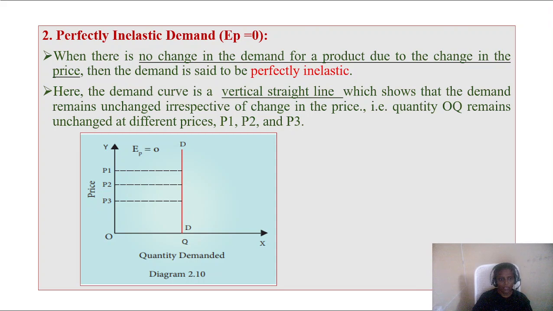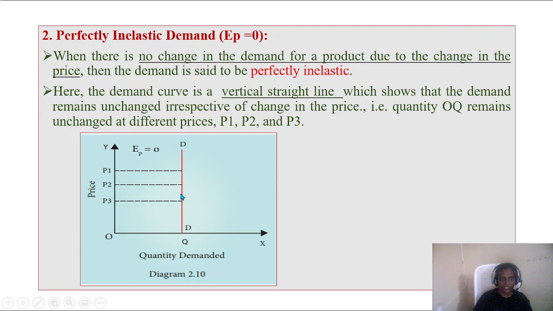Here, though the price decreases from P1 level to P2 and P2 level to P3, there will not be any change in the quantity demanded by the consumer. At that time, the demand curve remains constant. If you draw the demand curve DD, it will be a vertical straight line, which shows that the demand remains unchanged.